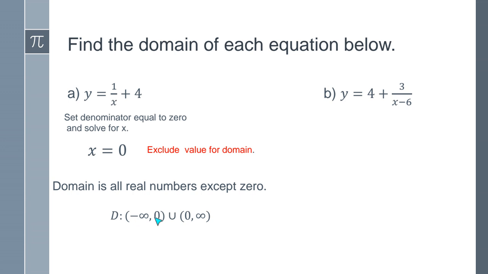I'm going to use a parentheses because 0 is not included. We use brackets if it is included, but in this case, it's not included. So we use parentheses. Then we're going to have this symbol. This symbol means union. And then it starts again at 0 to infinity. Okay, so what that means, if I had a graph here, here's a number line.